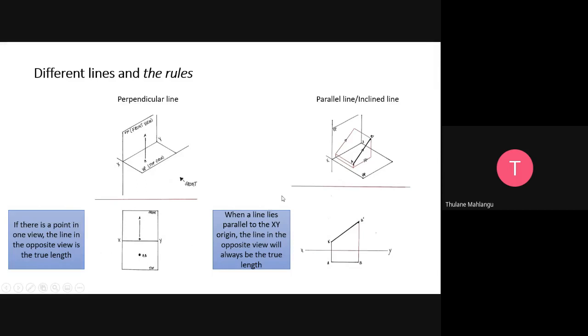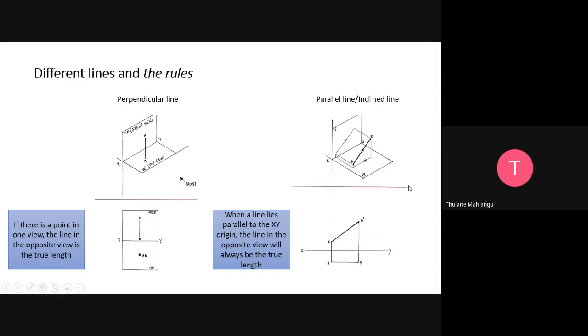And then moving to the inclined line. So the inclined line or parallel line means the line segment AB in the pictorial view is parallel to the vertical plane. It can be parallel to either of the planes. It can be parallel only to the vertical plane or to the horizontal plane. But in this case, that line is parallel to the vertical plane.